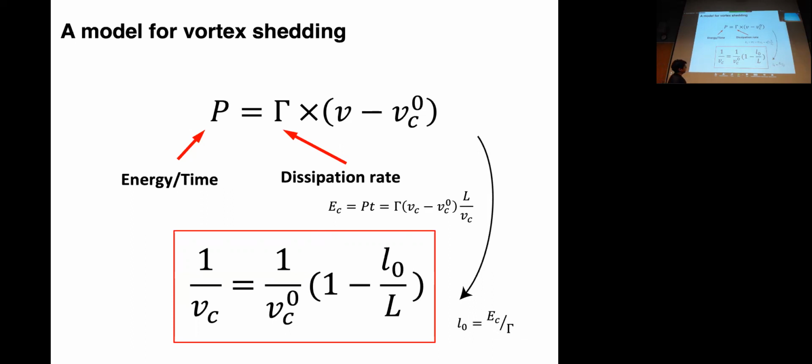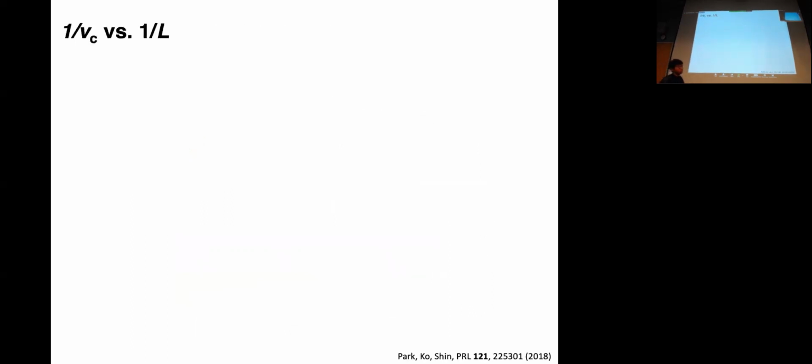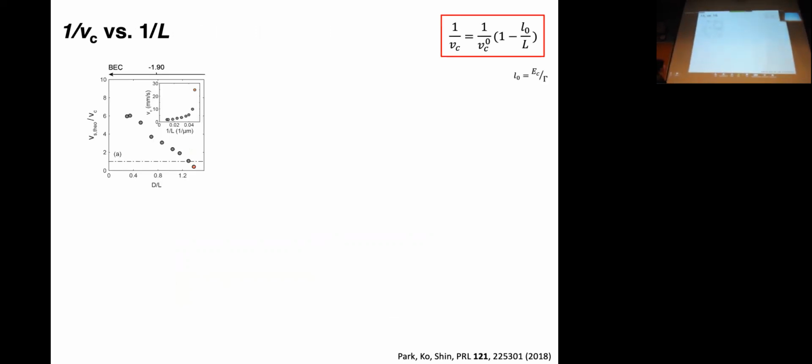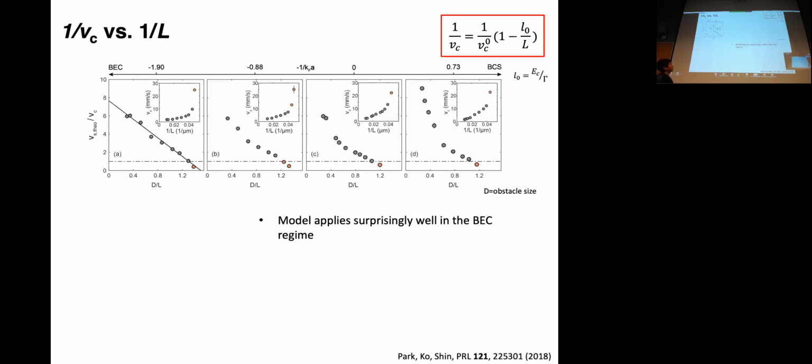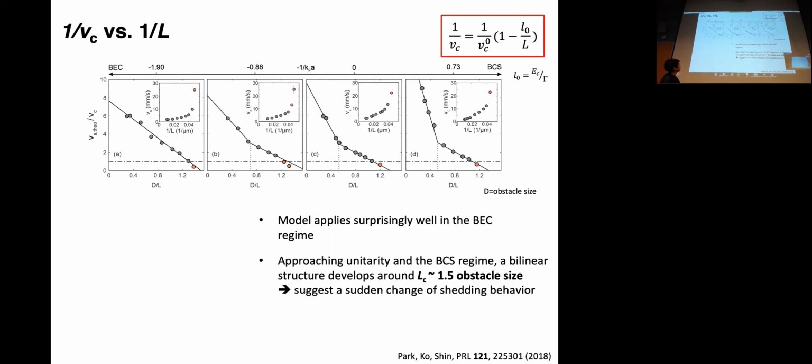Now, motivated by this relationship, we go and plot the inverse of the critical velocity that we measure as a function of 1 over L, where L is the optical travel distance. And on the BEC side of things, we see that our model agrees surprisingly well with the data. However, what's very interesting is that as we move closer to unitarity and past unitarity to the BCS side of things, we see this very peculiar bilinear structure developed in our data. Very intriguing.